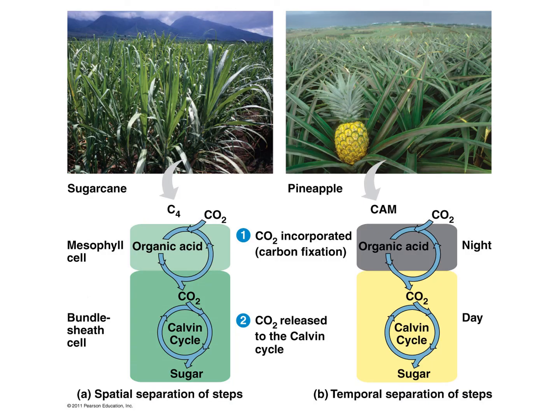So here we have a side-by-side figure showing a CAM plant on the right and a C4 plant on the left. In both cases, the carbon dioxide is entering through the stomata. It is being fixed in the cycle prior to the Calvin cycle. An organic acid is made and stored, and then that organic molecule can be broken into CO2 as needed to supply the carbon for the Calvin cycle.